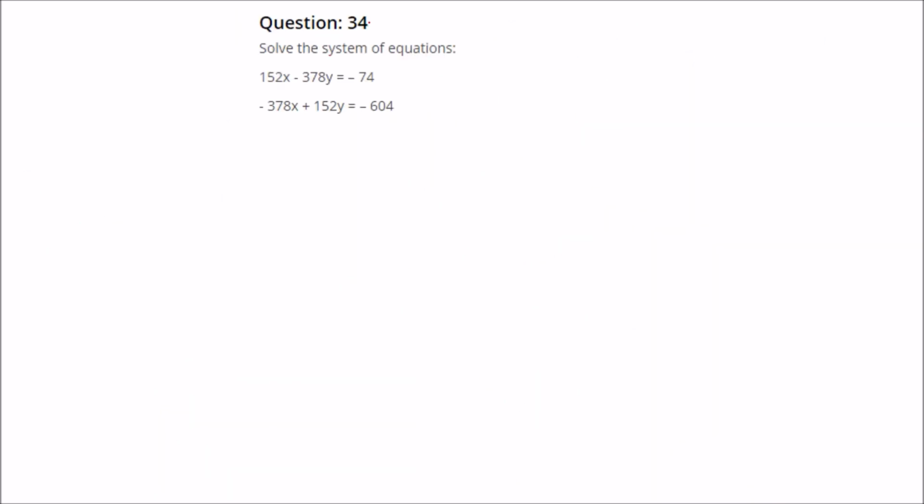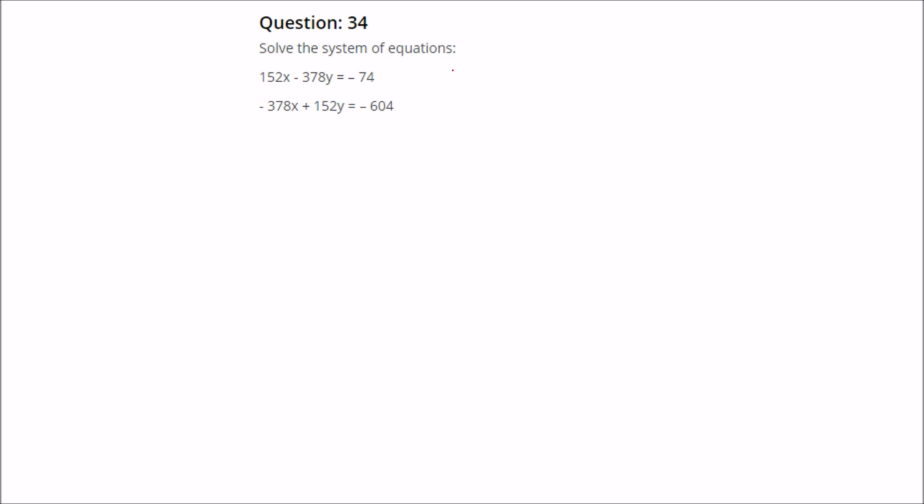Now solve the system of equations. Every equation has a proper way to solve. How to solve them? For this kind of system, first we will add these two equations, then we will subtract these two equations, and there will be two new equations that are now easy to solve with numbers lesser than these numbers. See, this is 152, 378.